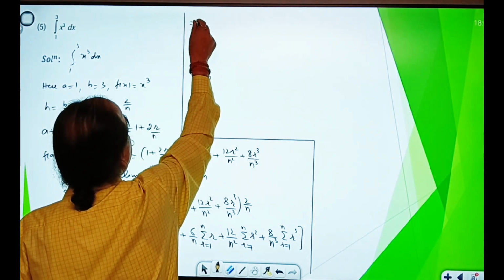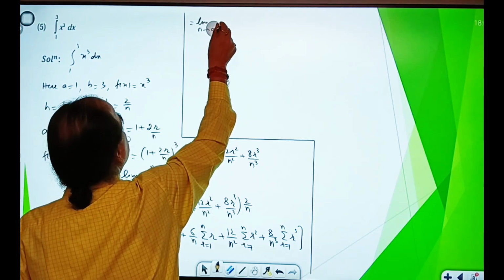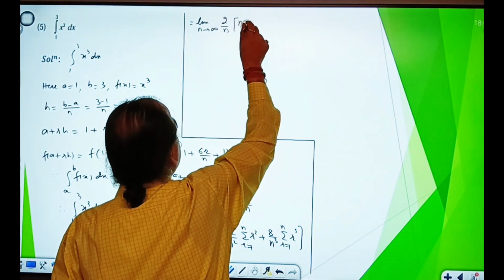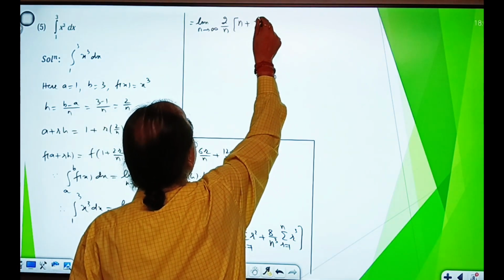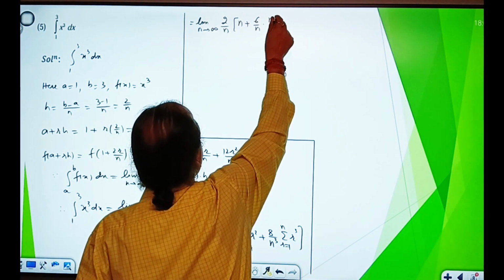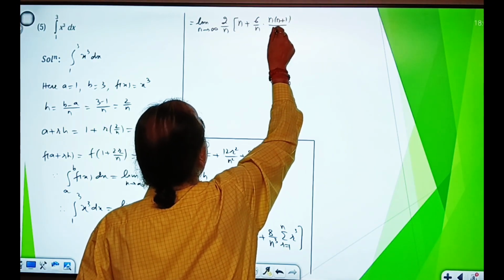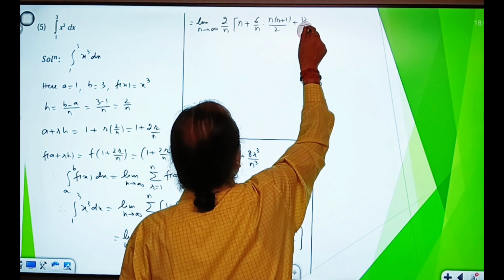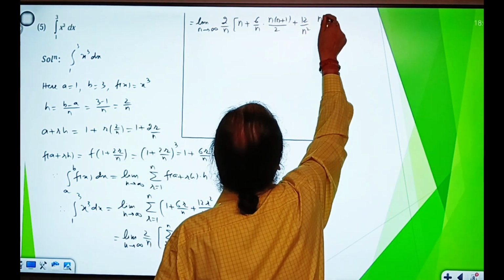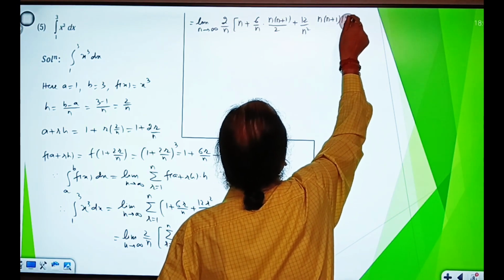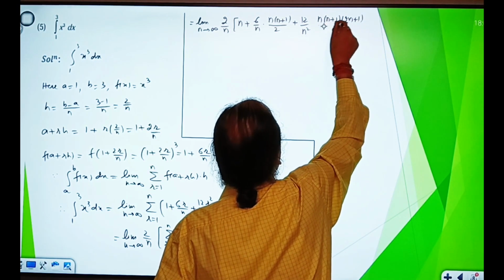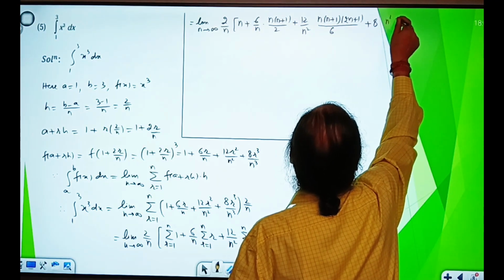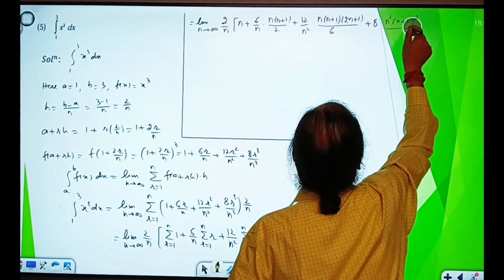For limit n tends to infinity, 2 by n bracket sigma 1 is what? n, plus 6 by n into sigma r is what? n plus 1 upon 2, 12 by n square sigma r square is what? n plus 1 into 2n plus 1 upon 6, and sigma r cube is what? n square into n plus 1 square upon 4.